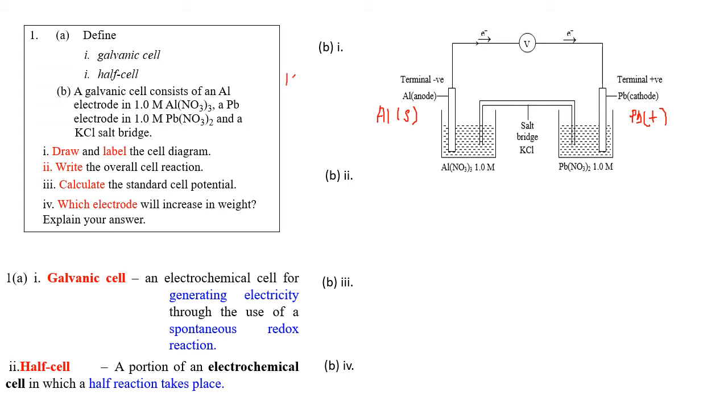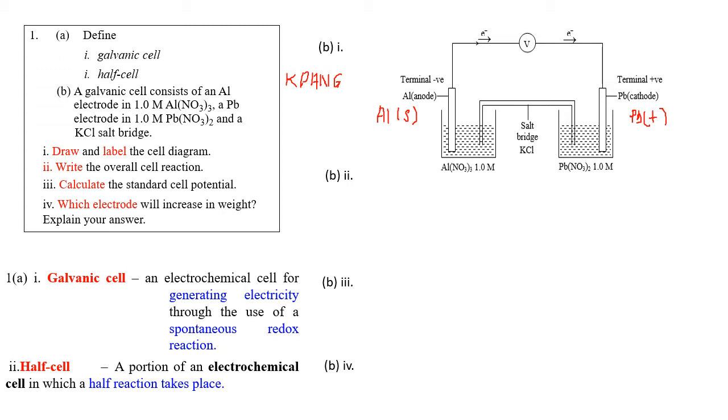Cathode positive, anode negative, for galvanic cell. Another one is cathode negative, anode positive, for electrolytic cell. So this one we focus on galvanic first.